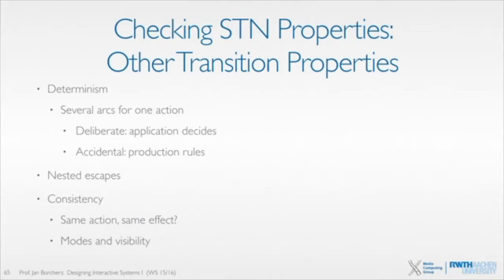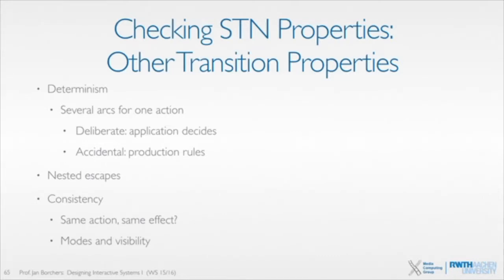Maybe you want that. Maybe you want the system to take different paths based on what you do. If it's deliberate, then the application should have some algorithm to decide which one to pick. If it should really be truly random, then you would model it using production rules. You could model things like nested escapes.